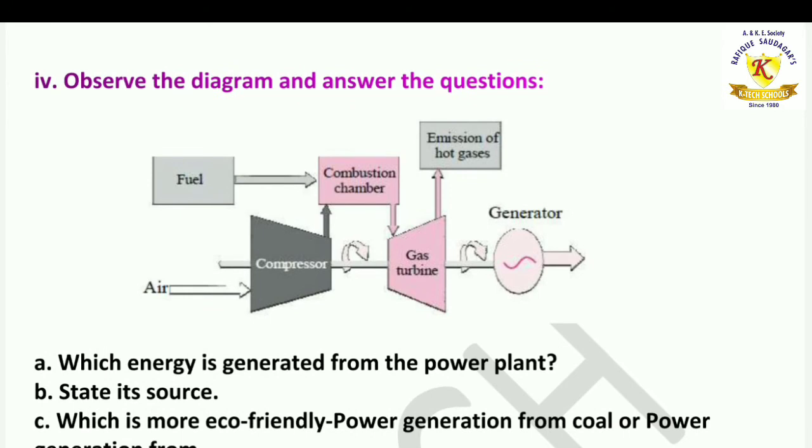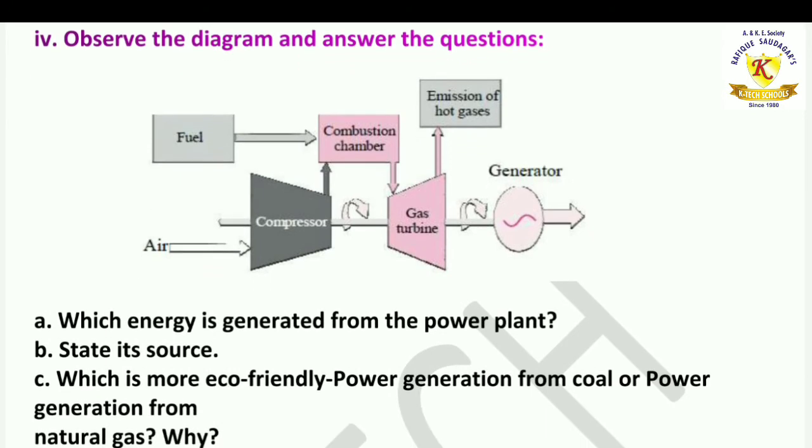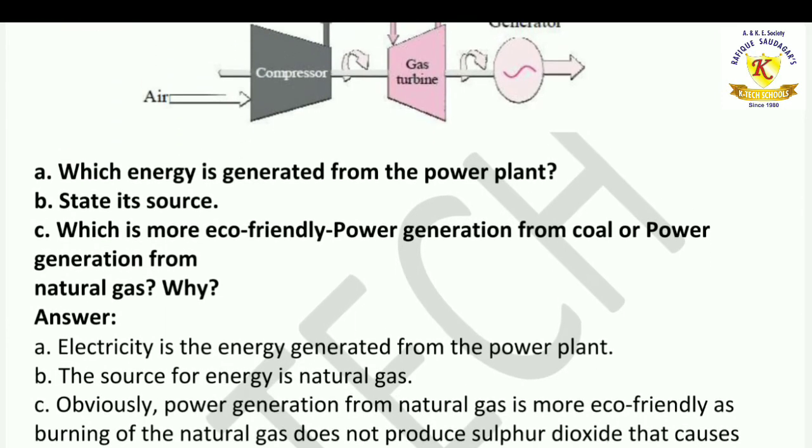Next, observe the diagram and answer the question. Now look at the figure very carefully, children. Let's see the questions. Which energy is generated from the power plant? State its source. Which is more eco-friendly, power generation from coal or power generation from natural gas, and why? Answer.